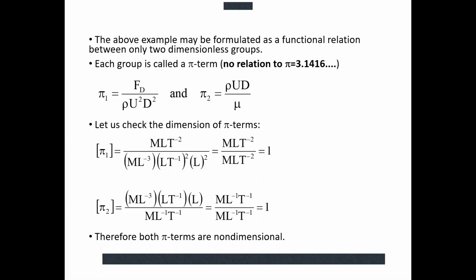From the previous parameters, we are arranging the parameters into two dimensionless groups. The first one is pi 1, F_D over rho u squared d squared. As you see, it is dimensionless. We have the check here. And the second term is pi 2, rho u d over mu. It is again a dimensionless number. So we arrange the variables into two dimensionless groups.